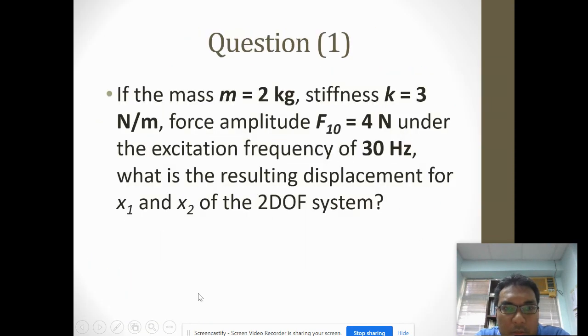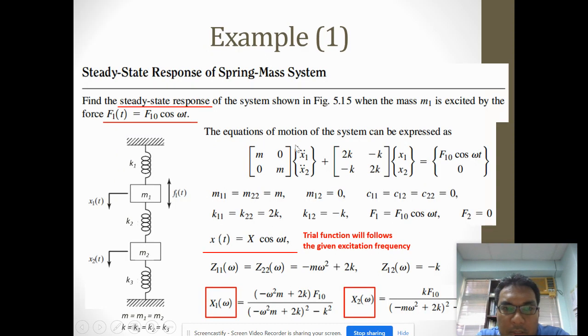Okay, so later you can try it by yourself and get the result. It's just a straightforward replacement of values, and then you can get the value of x1 and x2, and later you replace back into the equations, the trial function, and then you can get it in terms of displacement. Okay, this is only amplitude. Please be alert, the bigger X is the amplitude. But if this question asks in terms of response, displacement, you must show it in this form.